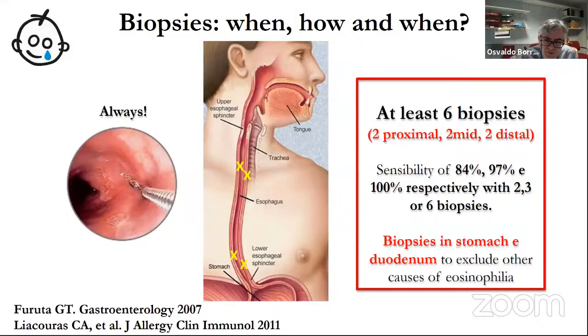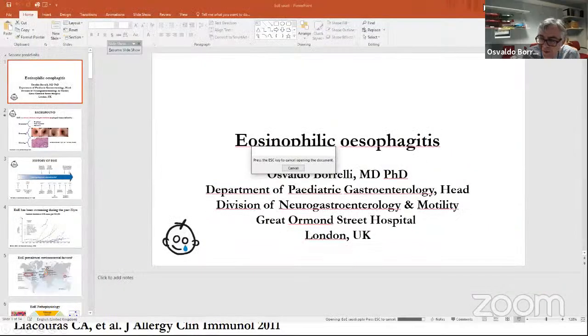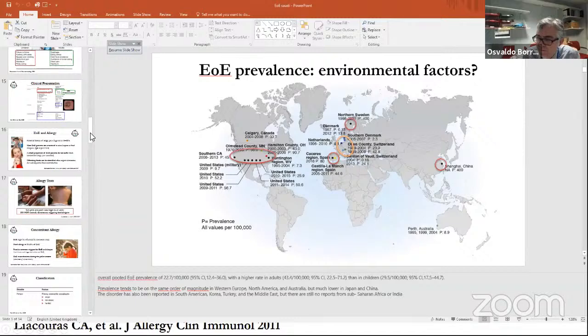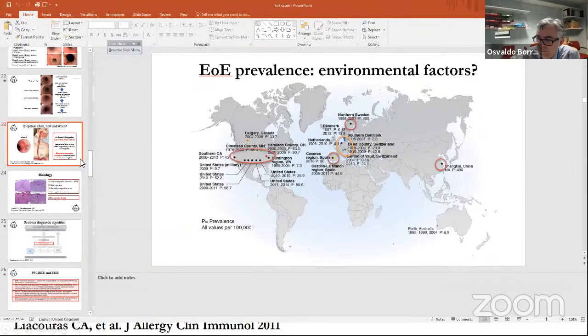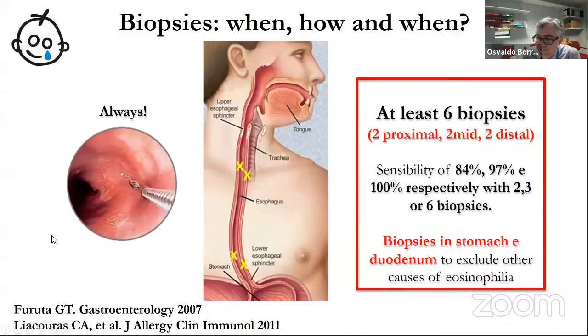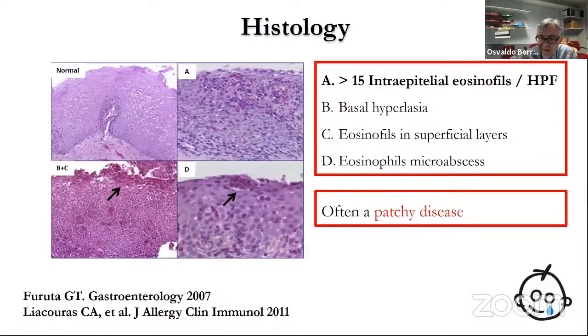We need to perform 2 in the proximal, 2 in the middle, and 2 in the distal. Just to clarify, when you do at least 6 biopsies, we have a sensitivity of almost 100%, while we have less sensitivity if we perform fewer biopsies, 84% with just 2 biopsies. The diagnosis is made when we have a number of eosinophils above 15 per high power field.